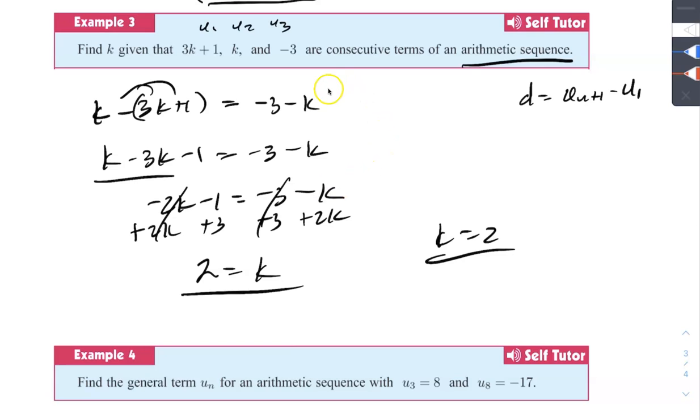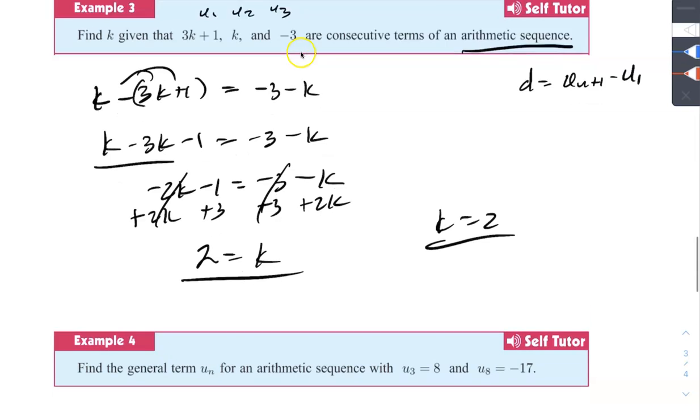Remember, when things are consecutive terms, that means you can find the common difference between them. So I subtract this from that, or this from that, to find the common difference. And the same thing here, I can subtract this from that to find the common difference.